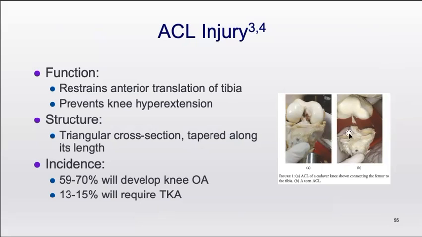The structure is actually triangular in nature. So this means that it's thicker at the ligament bone junction and it's thinner along the middle aspect. So it's tapered along its length. Okay, so along the midsection, it's very thin, and that's where it's very prone to rupture, at this midsection of the ACL.